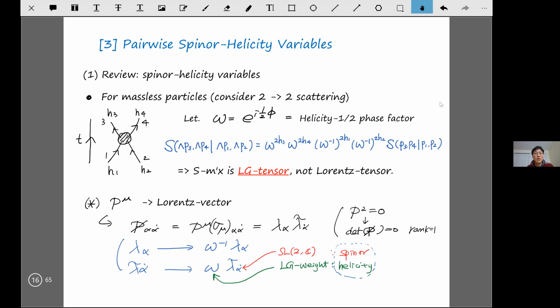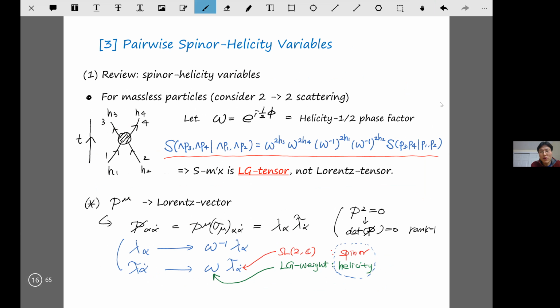Good. Now I'm just going to review a little bit about the spinor helicity variables. We have just talked about this equation, but I've written it in a slightly different notation. Omega is the helicity half-phase factor. For now, I'm going to consider massless particles only. I will include massive particles momentarily, but for now let me just talk about massless particles. Here I want to consider a process like this: particles 1 and 2 colliding with helicities h1, h2, and then a final state of 3 and 4 with helicities h3 and h4. Once again, omega is basically the helicity half-phase factor.